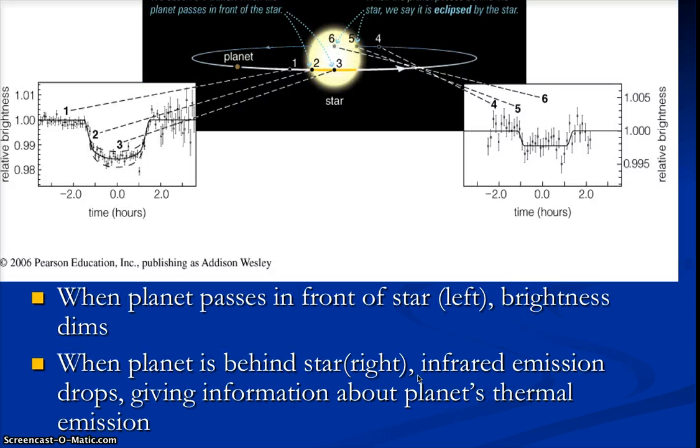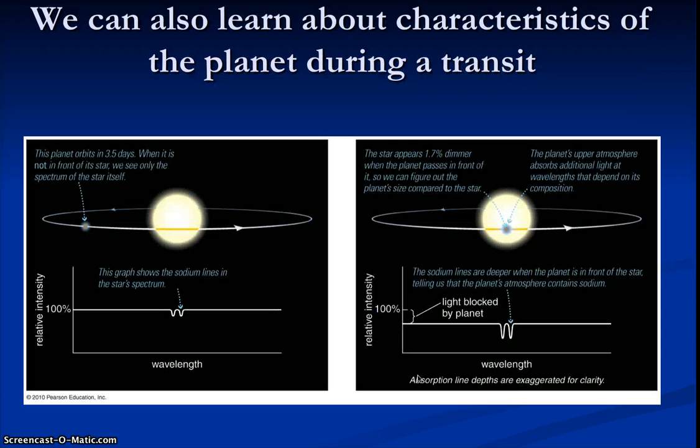Here's a picture showing a planet passing in front of a star and the dimming in the star's light that we might observe. We also might see, by looking at the spectrum and the intensity of this light, we might be able to learn something about the planet's atmosphere as well.